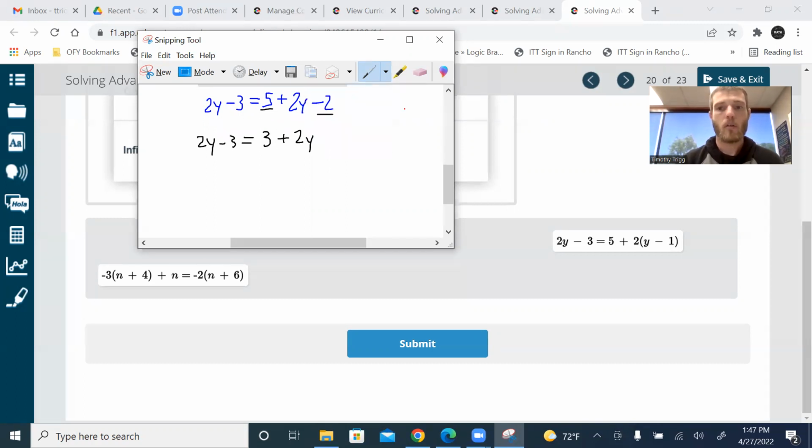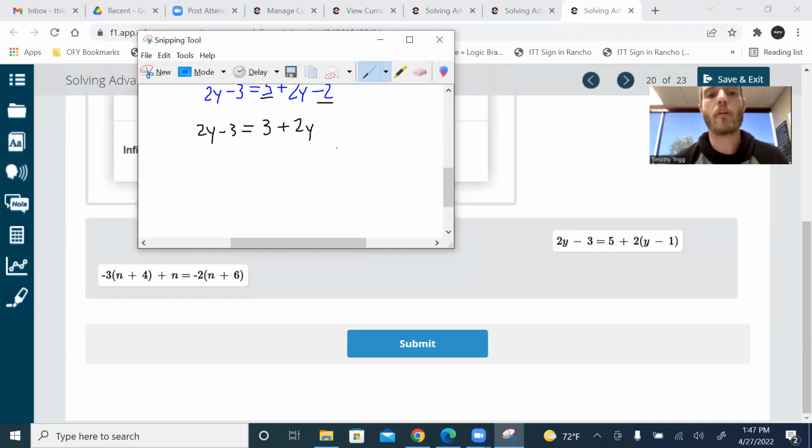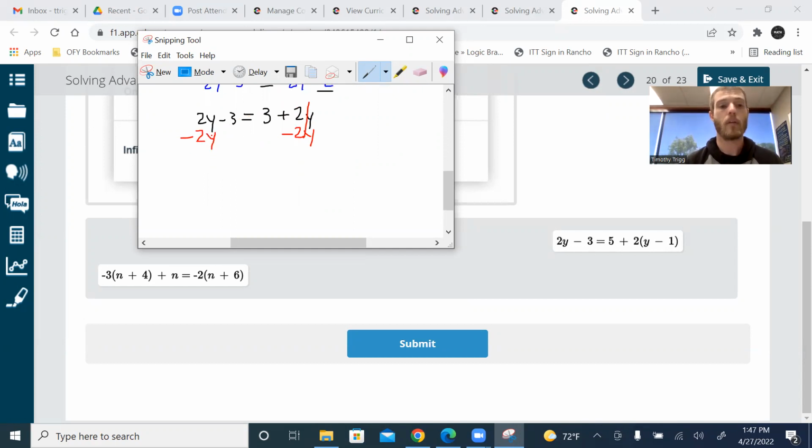Okay, what's my next step? Well, do you see how there's y's on both sides of the equation? I don't like that. I'm going to go ahead and get rid of these y's on the right. The way I get rid of them is subtracting 2y. If I subtract 2y here, then I have to subtract 2y on the other side. Well, that actually cancels that too. So what I'm left with is negative 3 on the left equals 3. Now, notice my y's are all gone. All my variable has canceled.